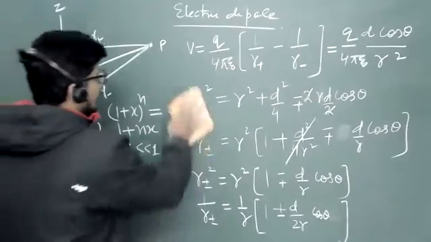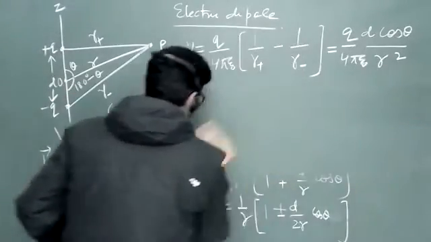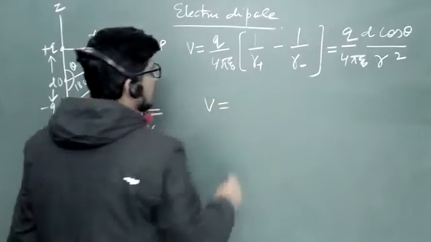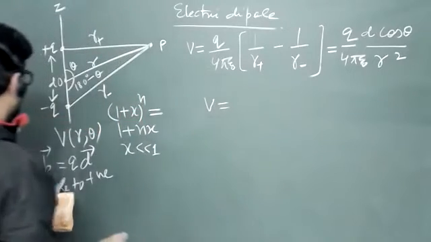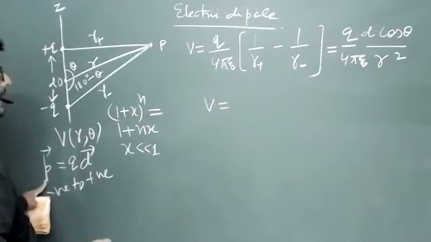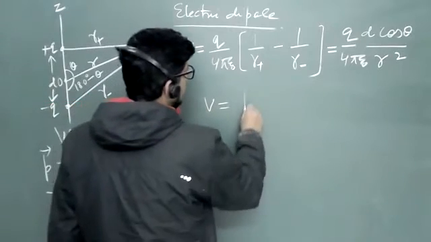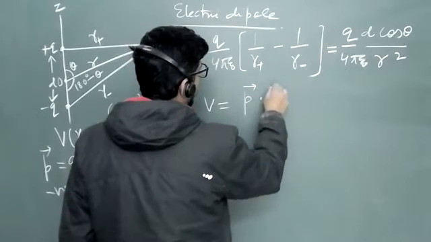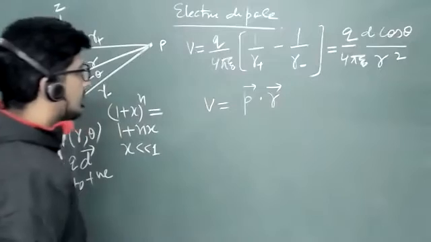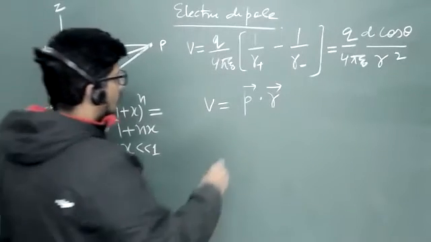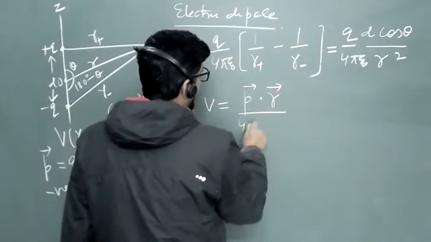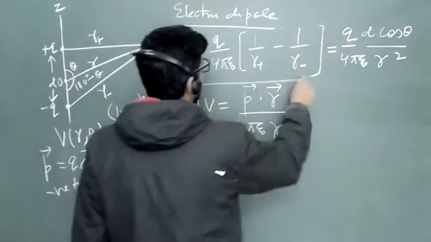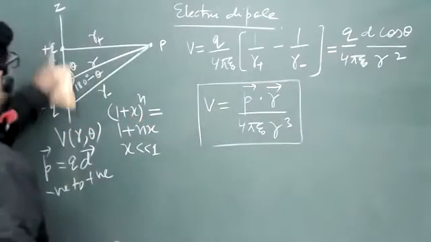So I will erase this and this will become. So if I write Q, you can see it is QD cos theta and QD क्या है? P है, right? So I can write it as P vector dot R vector. Please see this. P dot R and over 4 pi epsilon naught R cube. This is the potential.